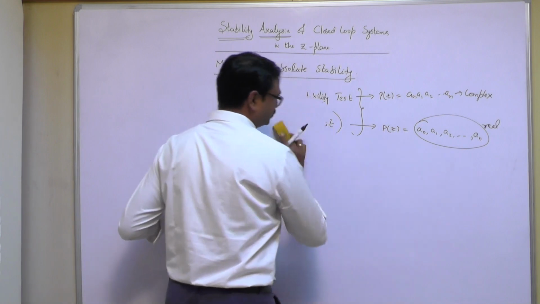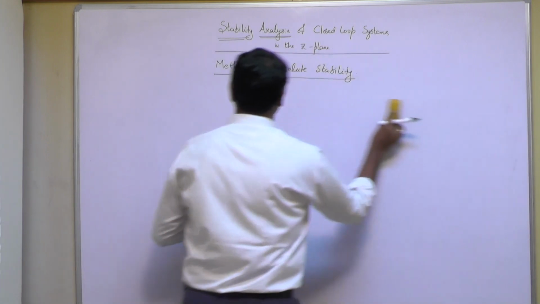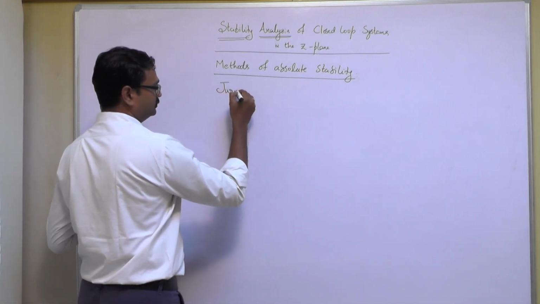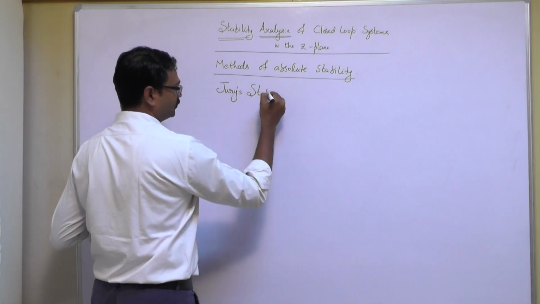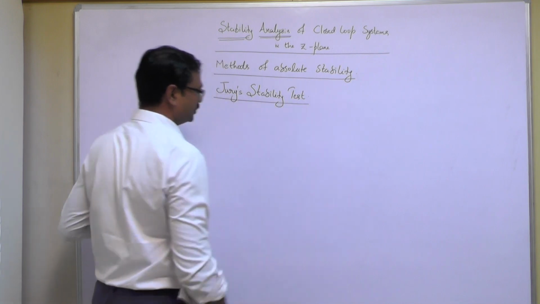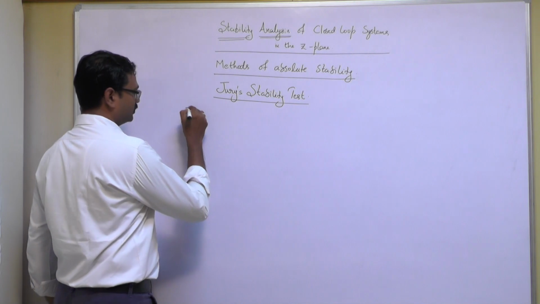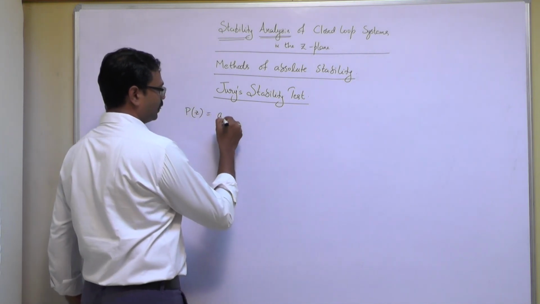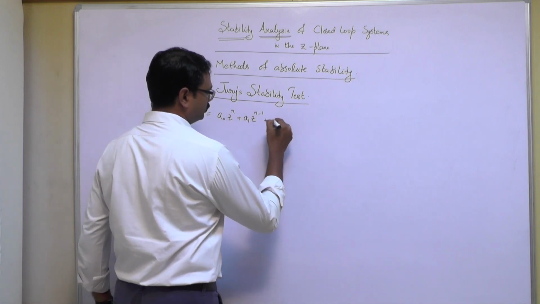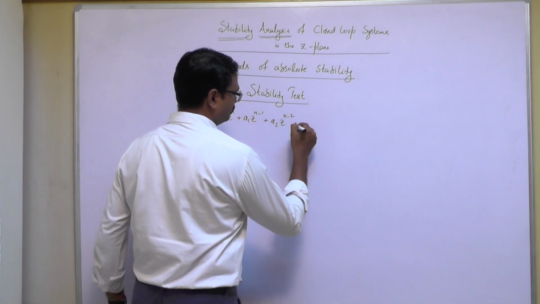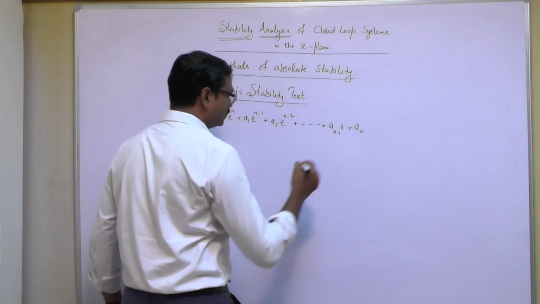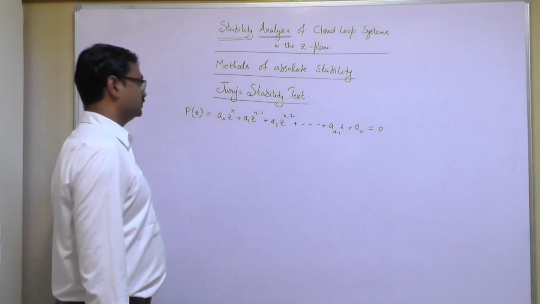So now let us discuss the Jury stability test. Now what is the Jury stability test? It is a method of absolute stability, a very simple method to find out whether the system is stable or not. First thing we will have to consider is P of z, which is a0 z power n plus a1 z power n minus 1 plus a2 z power n minus 2 plus ... plus an minus 1 z plus an. Now this is an equation and we are going to consider this P of z.